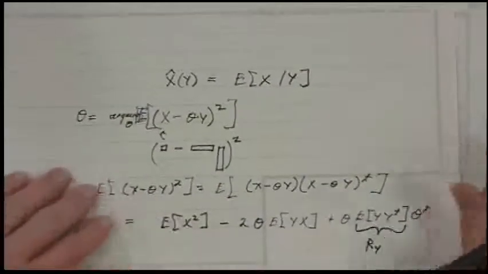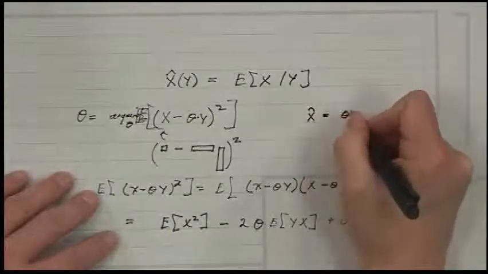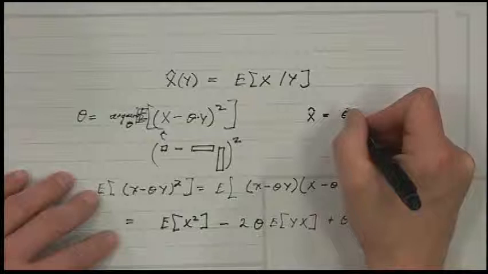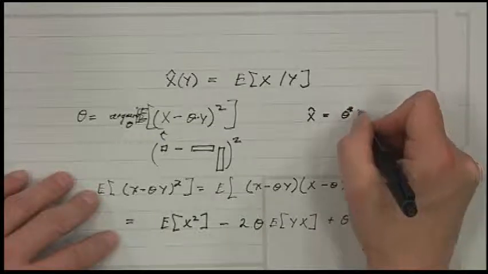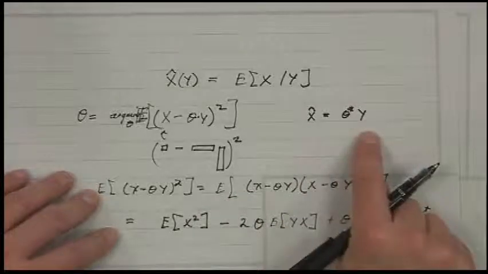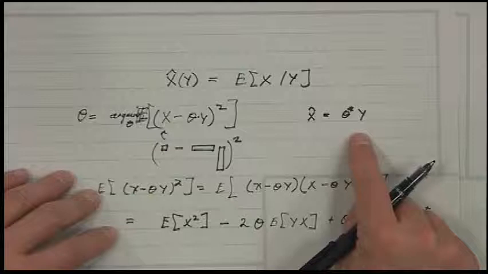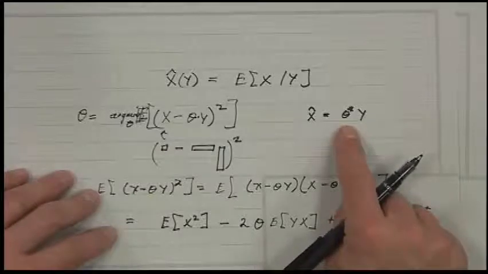In the end, your estimate of x hat is going to be equal to theta star times y, right? Now, you might say it doesn't really matter that much. Well, it can matter a lot, because some of these errors can start to become quite large and dominate your problem.